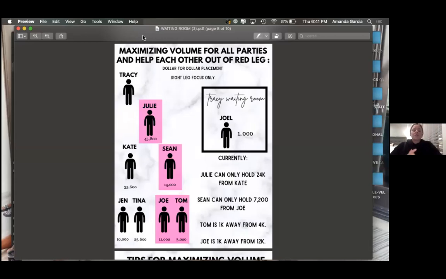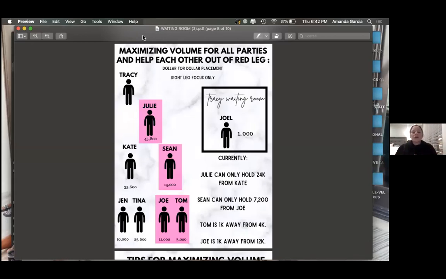So if this was the situation, I'm focusing on right leg only. If this was ultimately my organization, I would find a way to make everyone pop, but I don't want to make it too confusing. And I try to make the numbers even to make it more understandable. So Tracy's at the top. And on her right leg, her strong leg, is Julie. So she has this whole organization underneath her. Tracy's waiting room is in that square. As of right now, Tracy only has $1,000 in her waiting room.